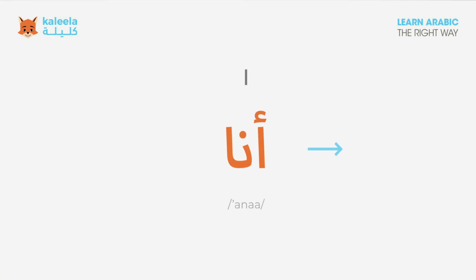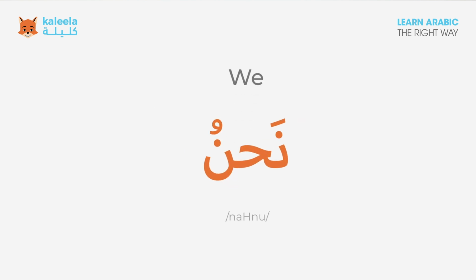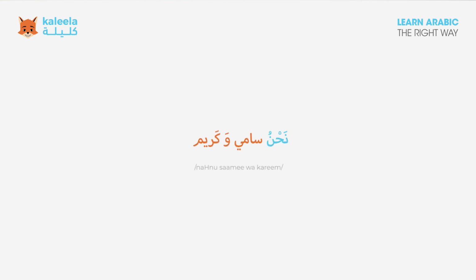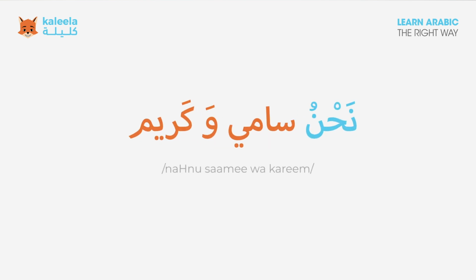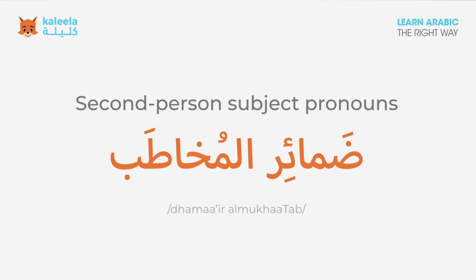I, anaa. It's used for both masculine and feminine in the singular form, as in أنا أحب العربية, which means I love Arabic. We, نحن. It's used for both masculine and feminine in the plural form, as in نحن سامي وكريم, which means we are Sami and Kareem.